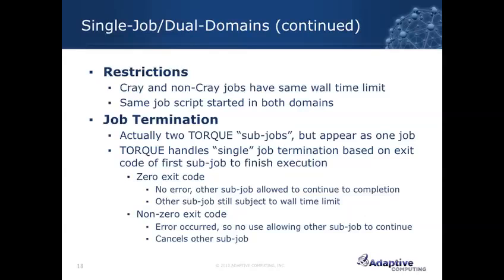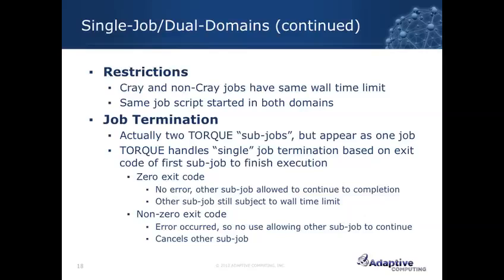So how does this work, or what are some different restrictions before I get to how it works? So obviously the jobs have to have the same wall time limit, and the same job script has to run in both domains. Also, when it comes to job termination, you have the two subjobs as I described. So what happens with job termination rules?